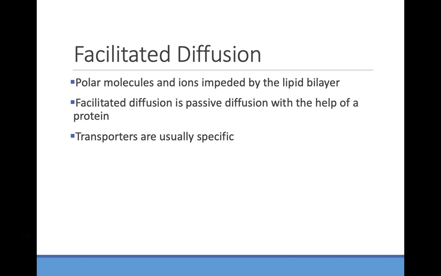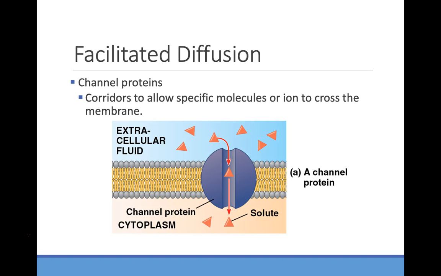In facilitated diffusion, the transporters are usually specific. They don't have to be, but they are specific to a polar, hydrophilic molecule. Our first type are channel proteins. These are basically corridors or tunnels through the plasma membrane.